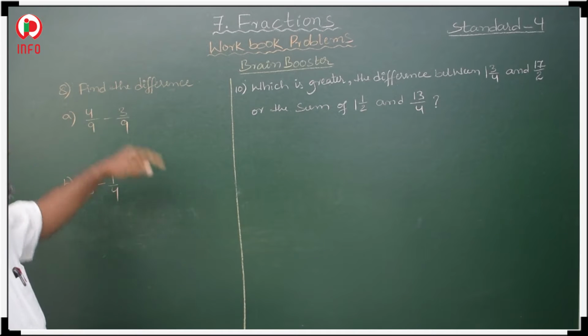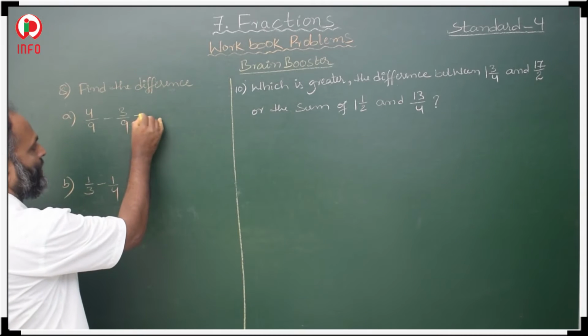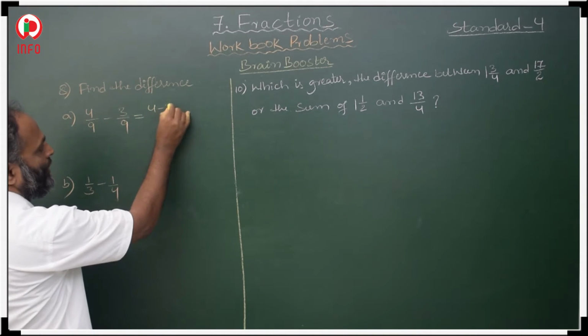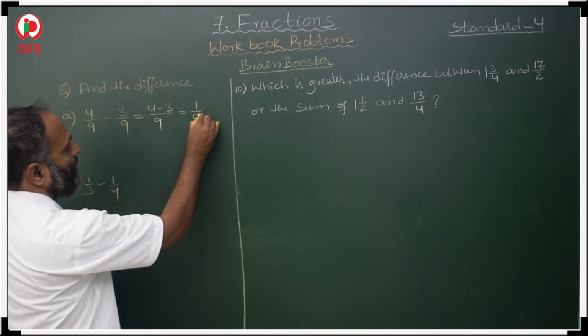Now here, find the difference. Like fractions are given. So how do we find the difference? It is very easy. The difference of numerators, that is 4 minus 3, over the common denominator. 4 minus 3 is 1, so 1 by 9.